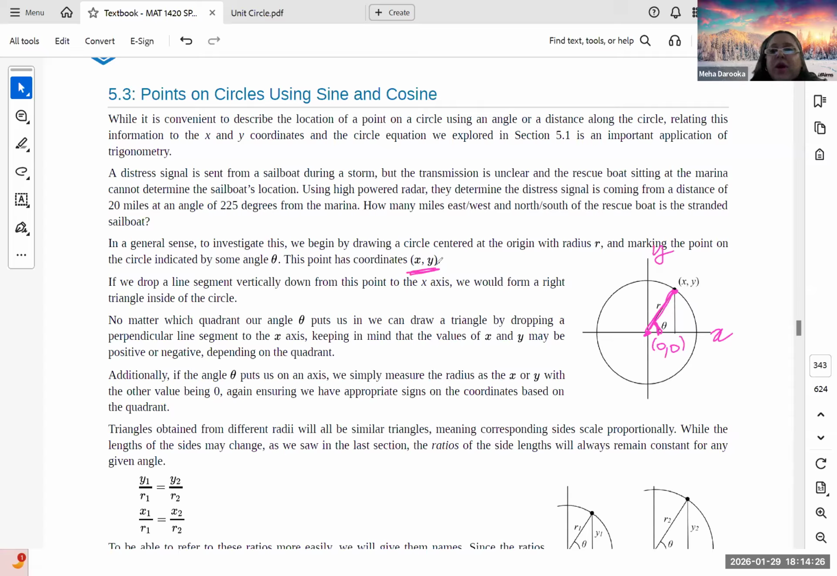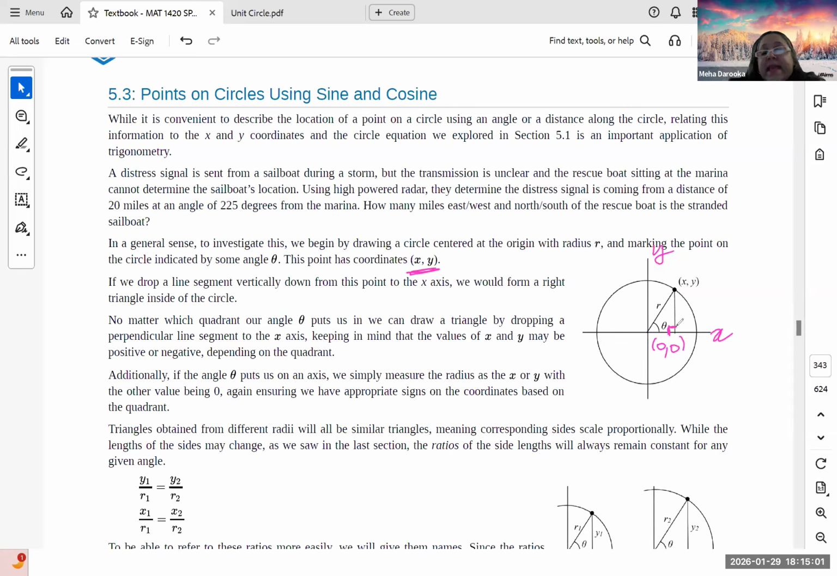Now we're saying, what if we take a vertical line and drop it from where the point (x, y) is to the x-axis? Basically, you're drawing a perpendicular line from the point (x, y) to the x-axis. Doing that helps us come up with a right triangle over here. We know this is a right triangle because the perpendicular line will make a 90-degree angle here. So we know this is a right triangle.